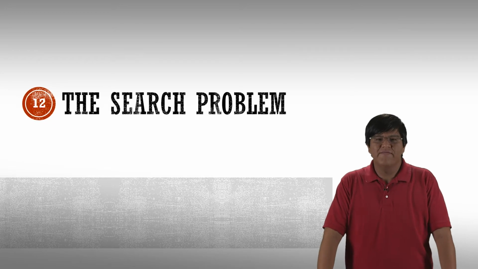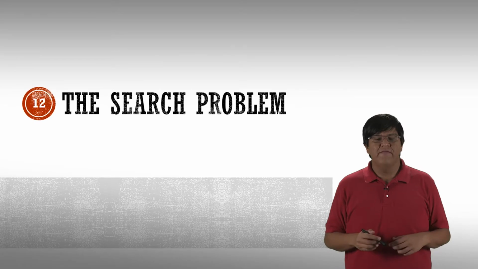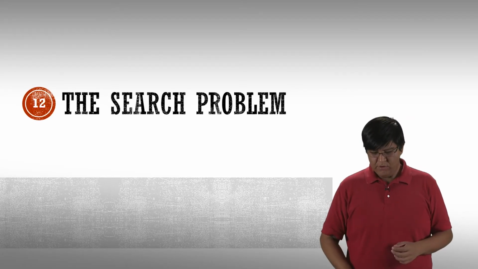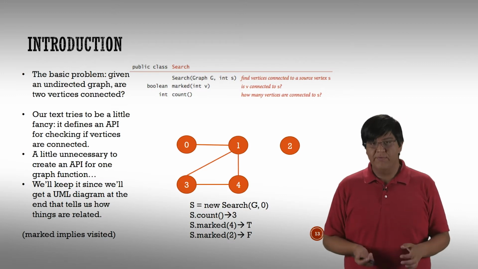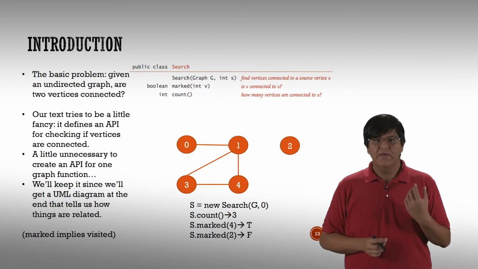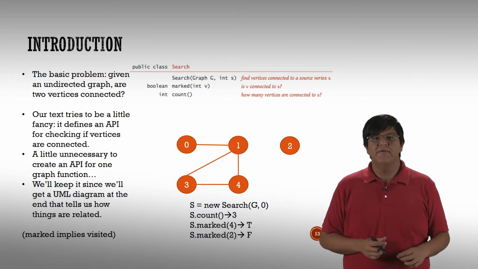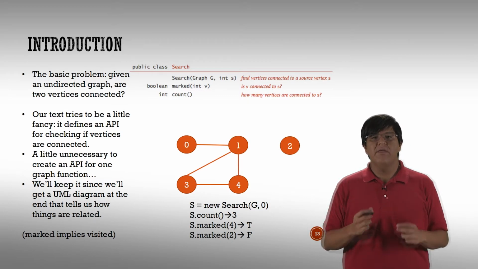Hey folks, so in this video we're going to introduce the search problem. So the search problem is going to be the first kind of archetypal graph problem we try to solve. So what is the search problem? Imagine that you have some graph, for example what I have drawn up here, and you want to ask the following question: are two vertices connected? So that's the problem we're going to try and answer.